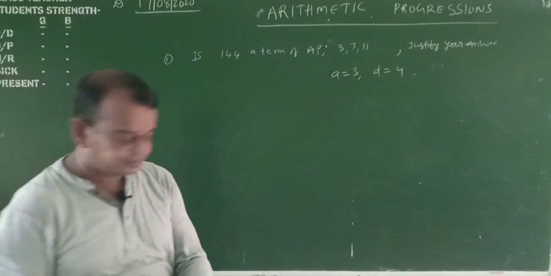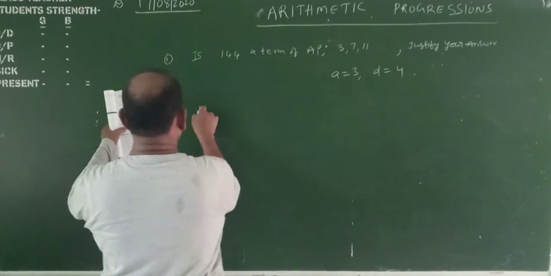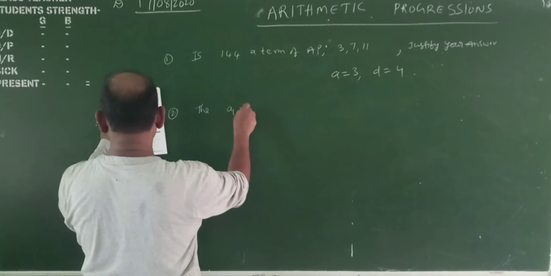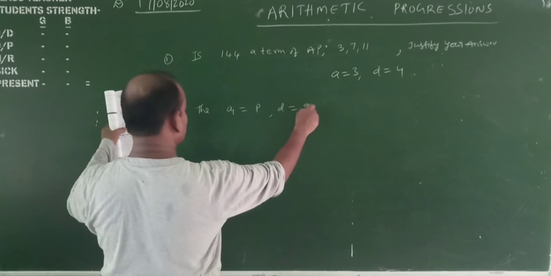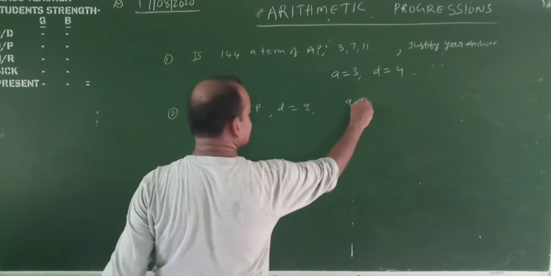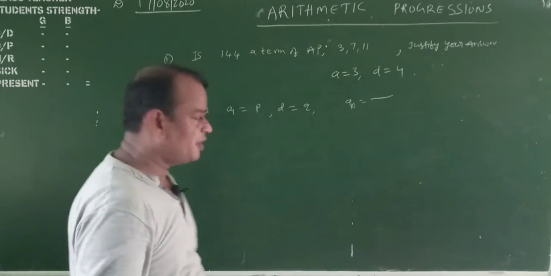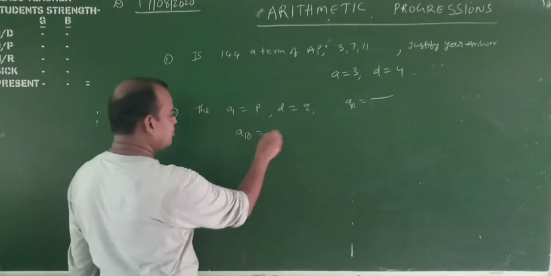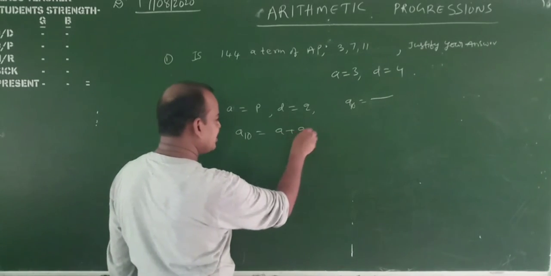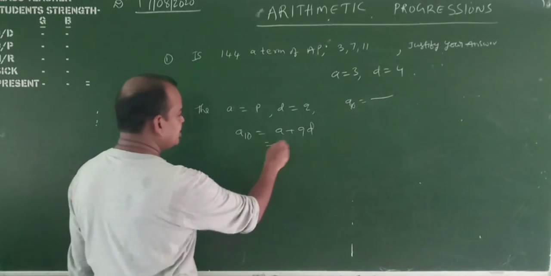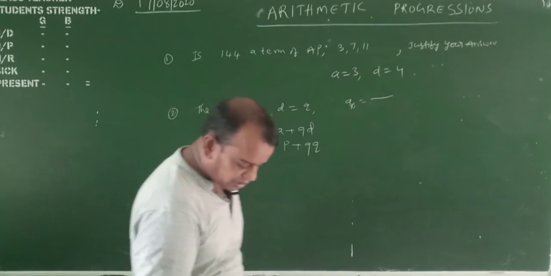Now, second question. The first term of an AP, A1, is equal to P and its common difference is Q. Then find A10. What is the formula of A10? You know very well. A10 is equal to A plus 9D, that is equal to P plus 9Q.